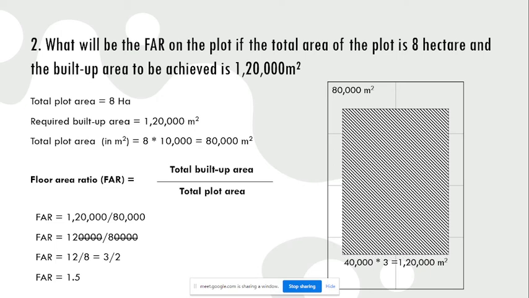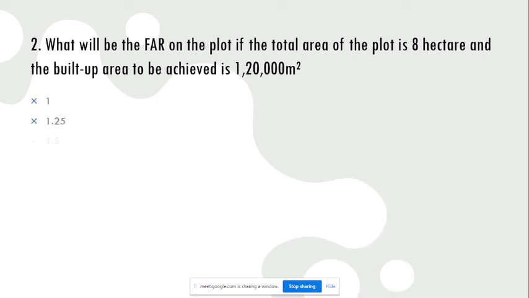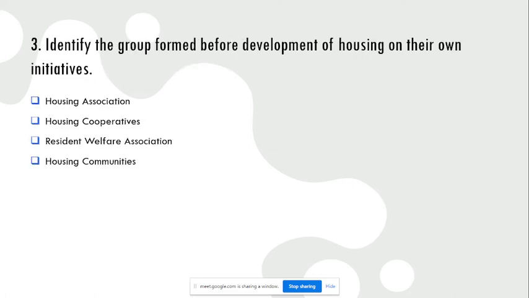So the correct answer for this question is 1.5. The FAR needs to be 1.5 if you have a plot of 8 hectare and you have to develop at least 1.2 lakh meter square of built up area.